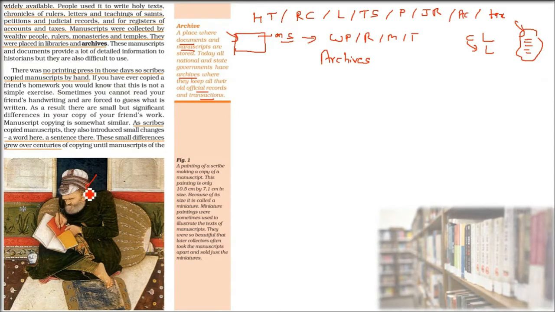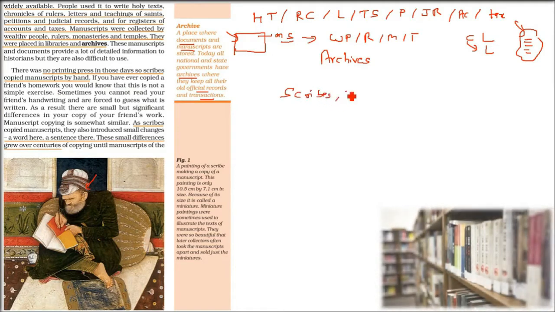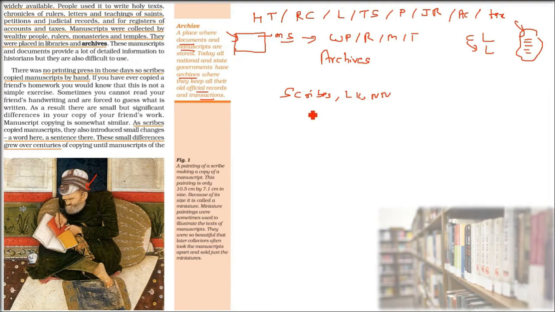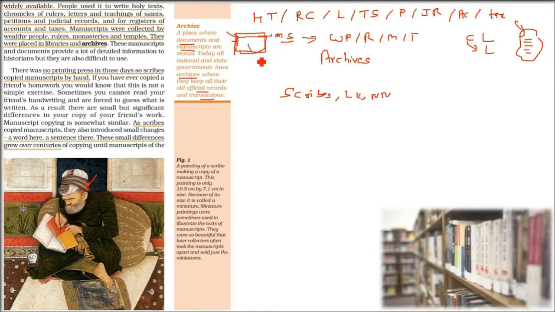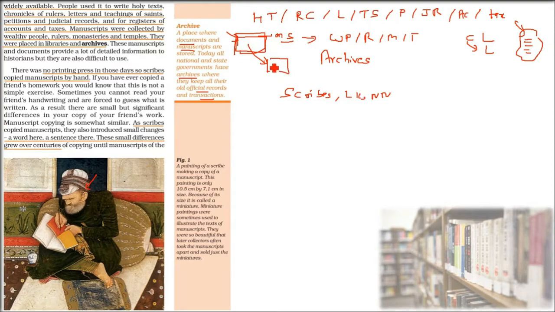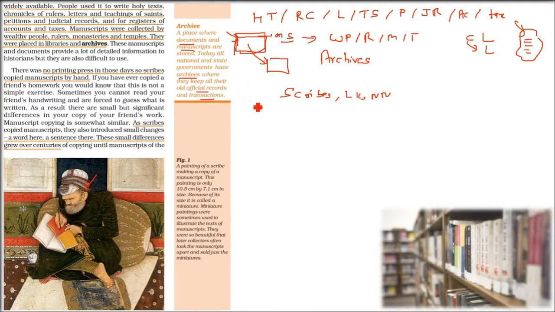Now, at that time there was no printing press, so people had to write. We have a photocopier: we put our content on it and the same thing comes out. But at that time, the people who wrote were called scribes, lipik, or nakal navis. All three are the same person. They made an exact copy of whatever was given to them.